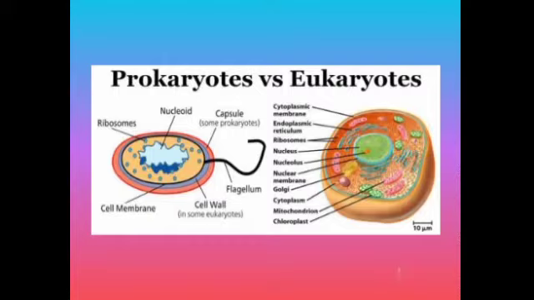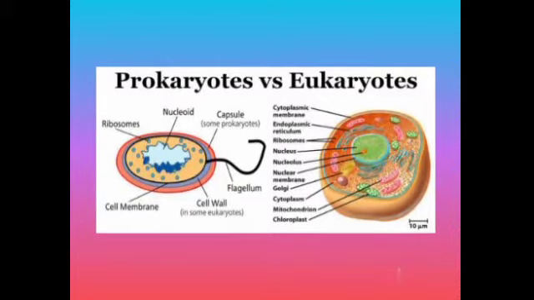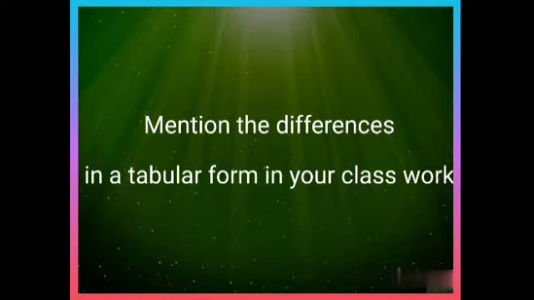Nucleolus is absent in prokaryotes. On the other hand, eukaryotes have nucleolus. Membrane-bound cell organelles are absent in prokaryotes, but they are present in eukaryotic cells. Hope you have recognized the differences between prokaryotic cells and eukaryotic cells. Now students, mention the differences in a tabular form in your classwork. I will check in the class.